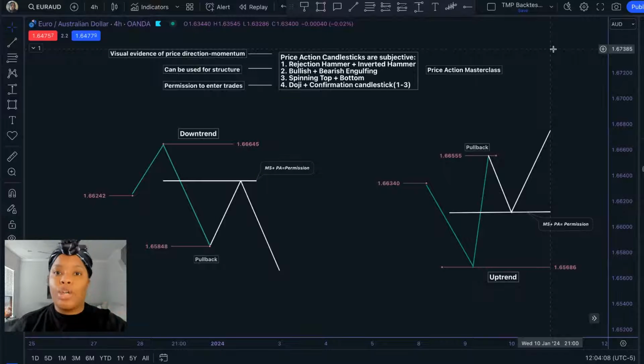You've probably heard of doji plus confirmation. I think the confirmation candlestick is one of the three candlesticks I just mentioned above. It could be a hammer or inverted hammer.